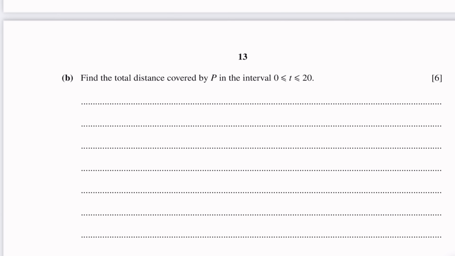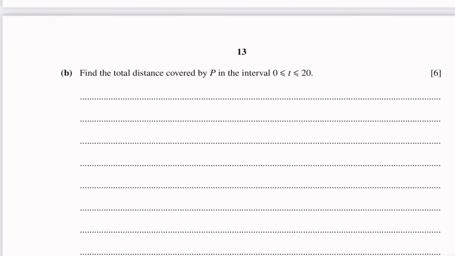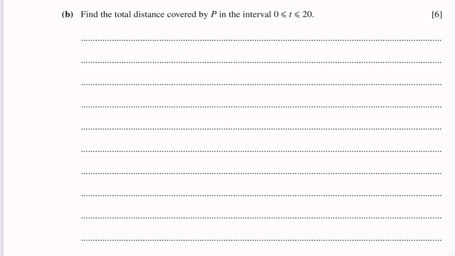Next we have B, which says find the total distance covered by P in the interval 0 to 20. So it's important here to sketch, but another thing that's very important is for you to find the points of instantaneous rest when it comes to total distance. Total distance is different to displacement. Displacement can be found just by integration. However, total distance does not ignore points where you were moving backwards and everything.